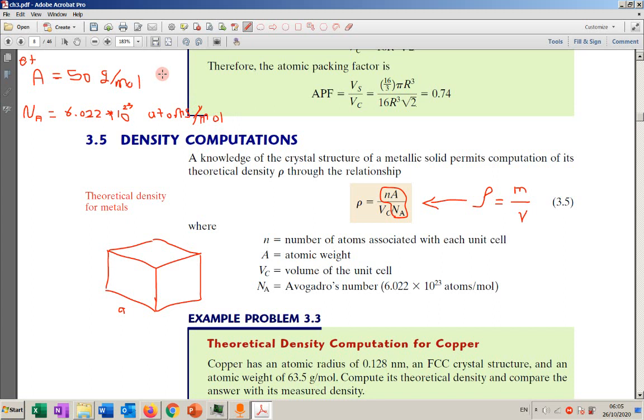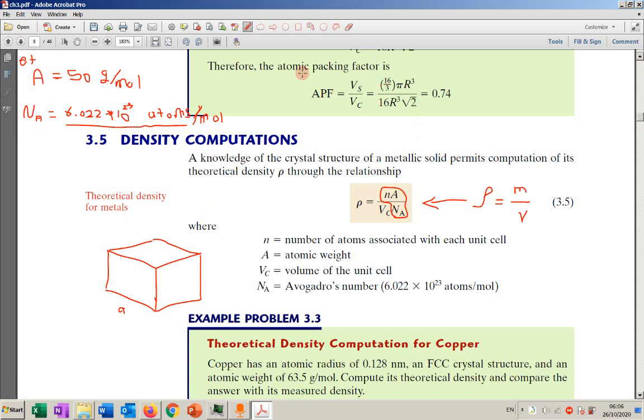Now, this allows me to calculate or find the relation between atoms in a mole. What does this mean? If I have 1 mole of that element, I have this many atoms inside it. And we know that 1 mole is 50 grams. So what does it mean? It means that this many atoms weigh 50 grams.